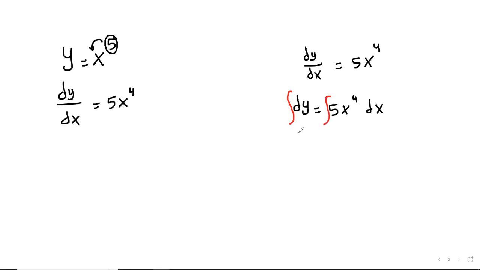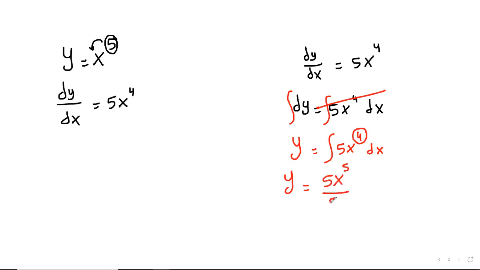So the integration of dy is going to be y. And here we want to find the integration of 5x to the power of 4 dx. We can skip this step and write directly y is the integration of 5x to the power of 4 dx. So y is equal to add 1 to the power, then divide by the new power. So it will be 5x to the power of 5, then divide by 5. Then don't forget to write c. C is the constant. So cancel 5 and 5, y is equal to x to the power of 5 plus c.